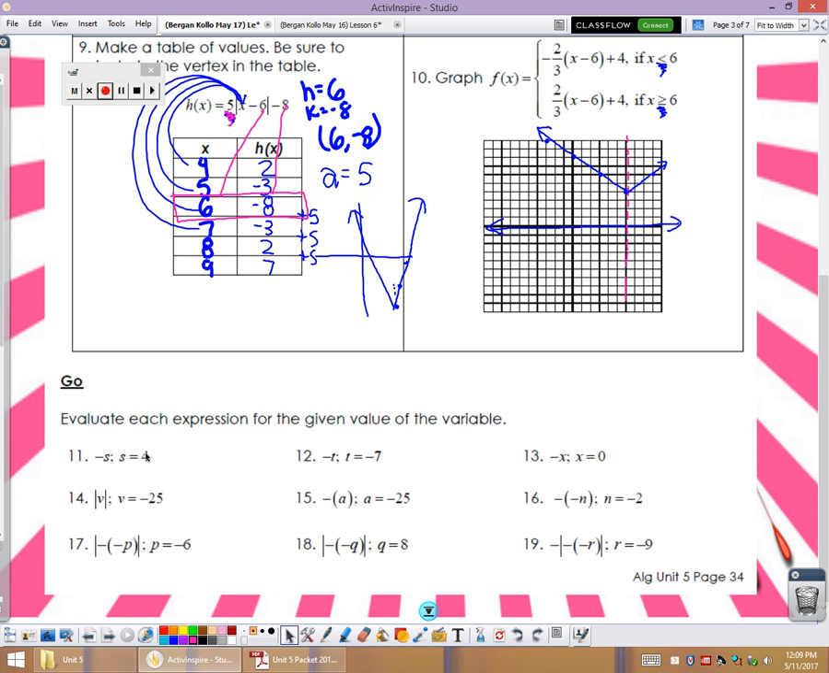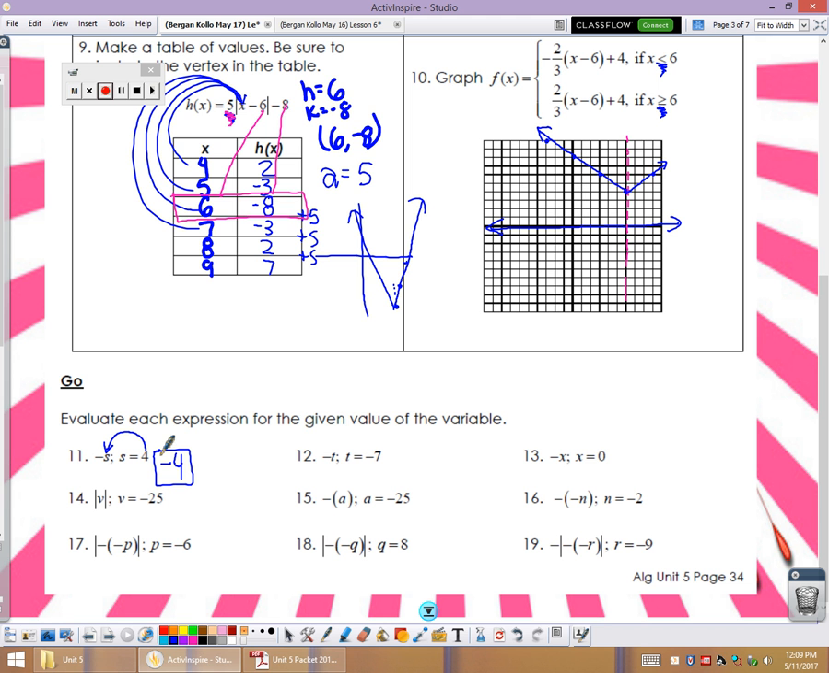If I plug in 4 here, what's my outcome? Negative 4. Okay, I'm going to ask that you pause it at this moment, and then when you come back, I'll give you the answers for all of them.